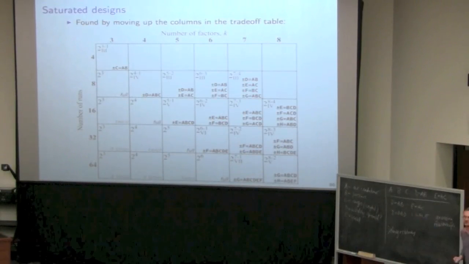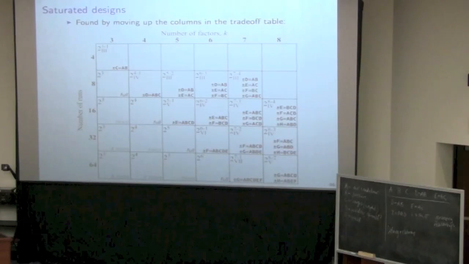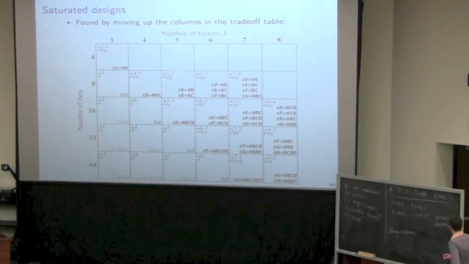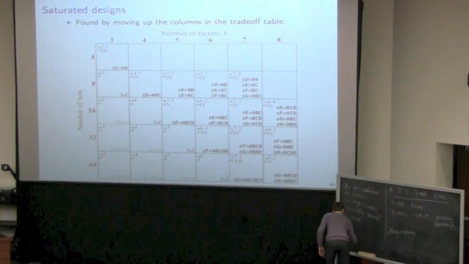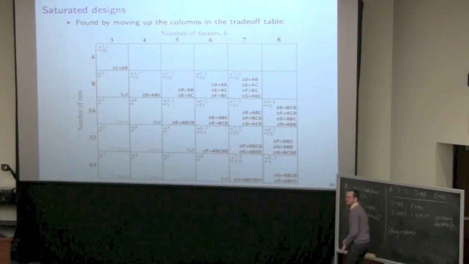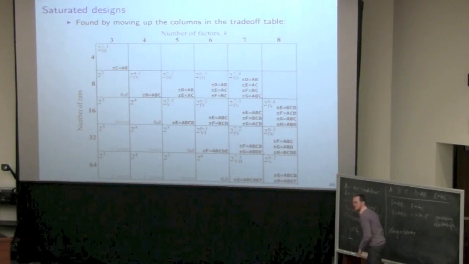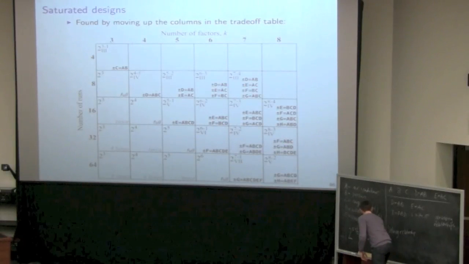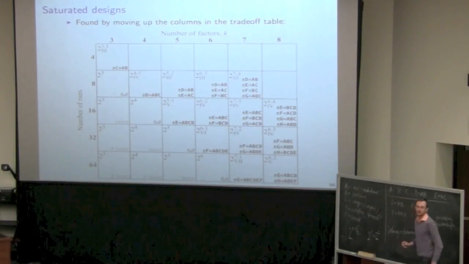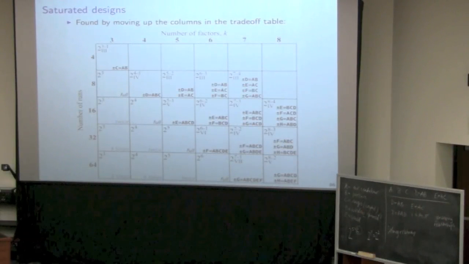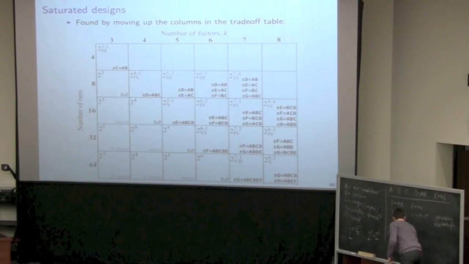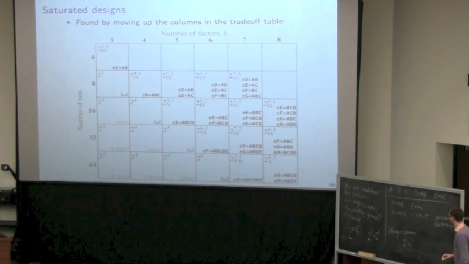What's the defining relationship? How many words in the defining relationship? Experiments. So P is equal to 2. I have 2 to the P, which is 2 to the 2. I have 4 words in my defining relationship. First word is I. What's the next word?